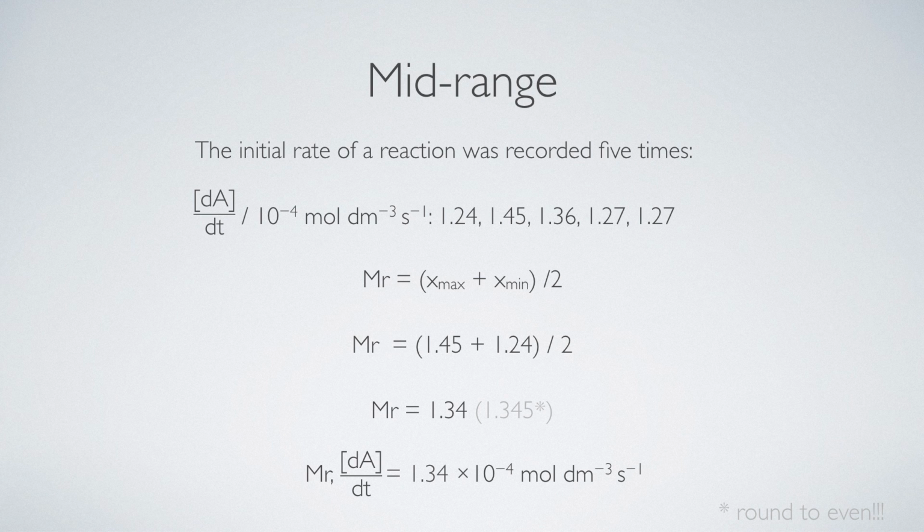You'll notice here, to make sure that my significant figures are correct, I've had to round it. But to make sure I'm not introducing any systematic error, I followed the rule that I round a 5 to the nearest even number. So in this case, 1.34. The value rounds down. And so my mid-range initial rate of reaction is 1.34 times 10 to the minus 4 moles per decimeter cubed per second.